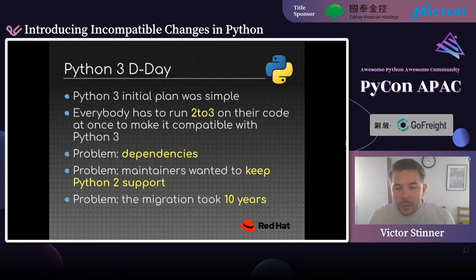The other big deal was that maintainers wanted to keep Python 2 support, because dropping support for Python 2 didn't make sense. It was just the most widely used Python version. And for all these reasons, the migration didn't take a single day. It took 10 years.